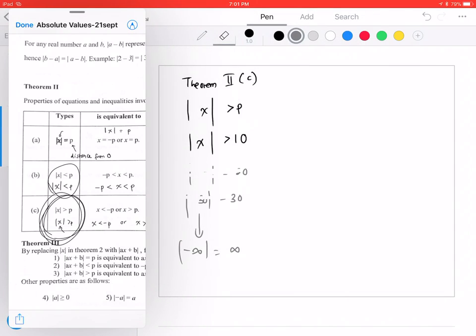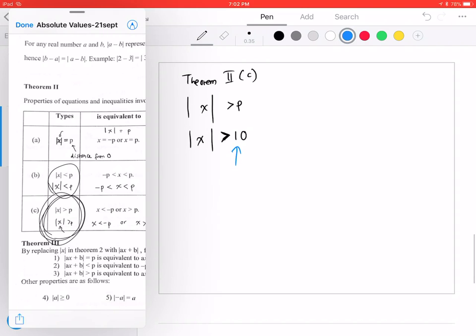Now let's delete these things. Alright, let's proceed. Now you know that everything inside this modular sign will become positive, and the condition that you need to fulfill is that the absolute value of x is bigger than 10. So your x must be larger than the positive value of 10.